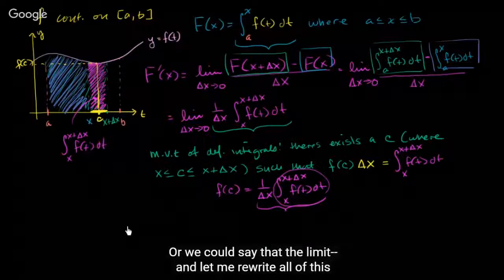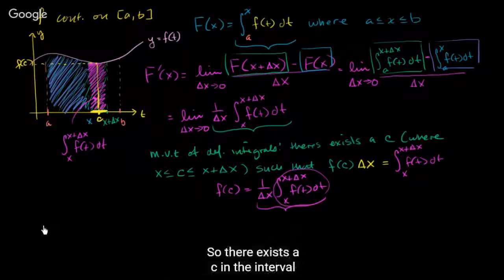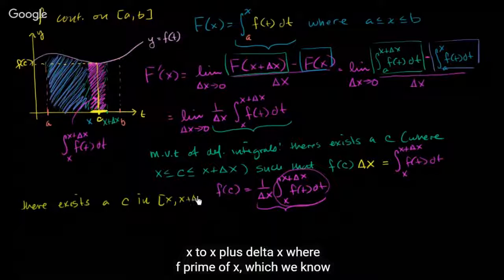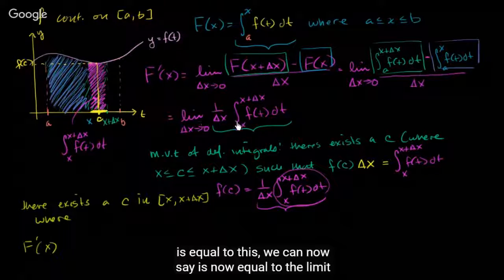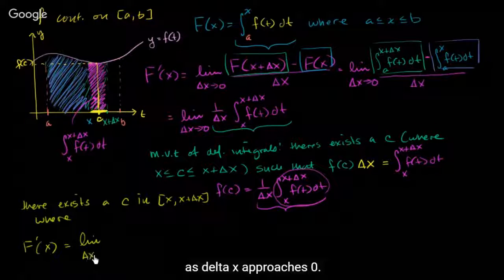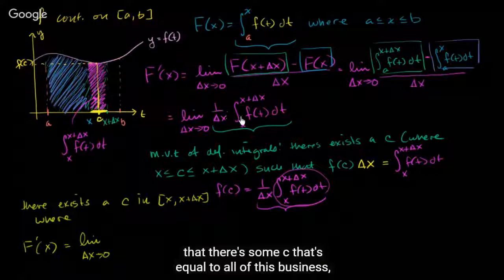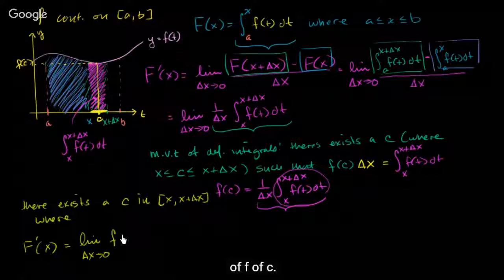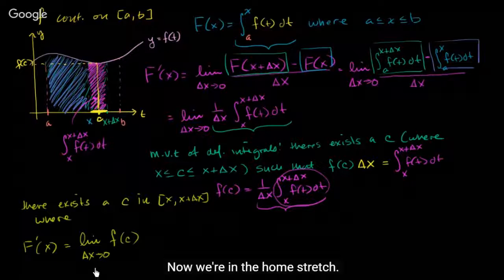or we could say that the limit, let me rewrite all of this down in a new color. So there exists a c in the interval x to x plus delta x where f prime of x, which we know is equal to this, we can now say is now equal to the limit as delta x approaches 0. And instead of writing this, we know that there's some c that's equal to all of this business of f of c. Now we're in the home stretch.